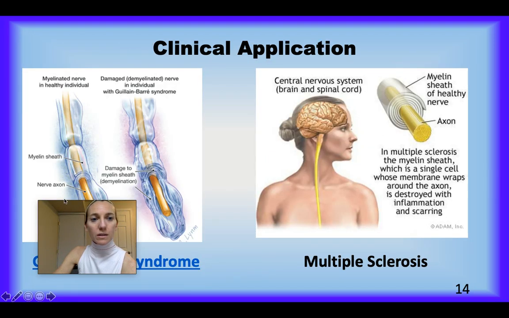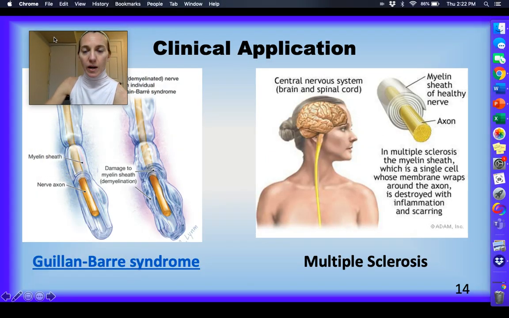And so this brings us back to this clinical application that I wanted to make between multiple sclerosis and Guillain-Barré. With multiple sclerosis, what's going on is it's the myelin made by the oligodendrocytes, those that make up the central nervous system, that is targeted. So it's basically a central nervous system with the MS versus a peripheral nervous system with the Guillain-Barré.